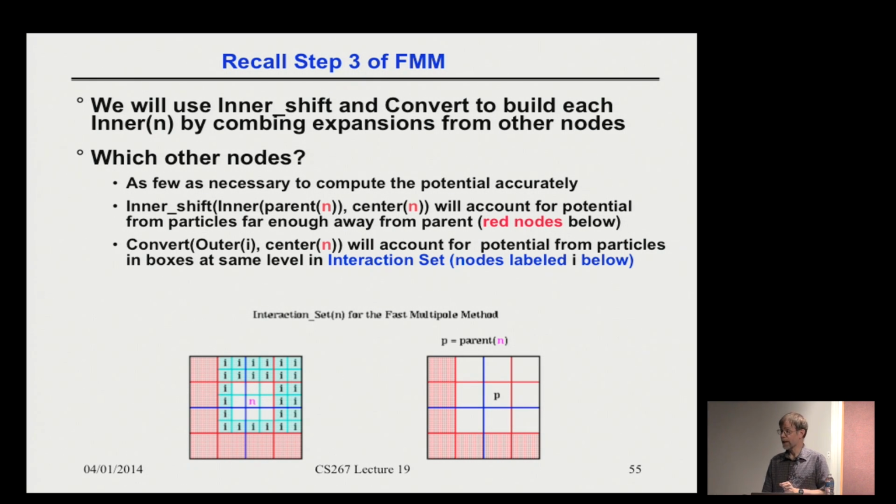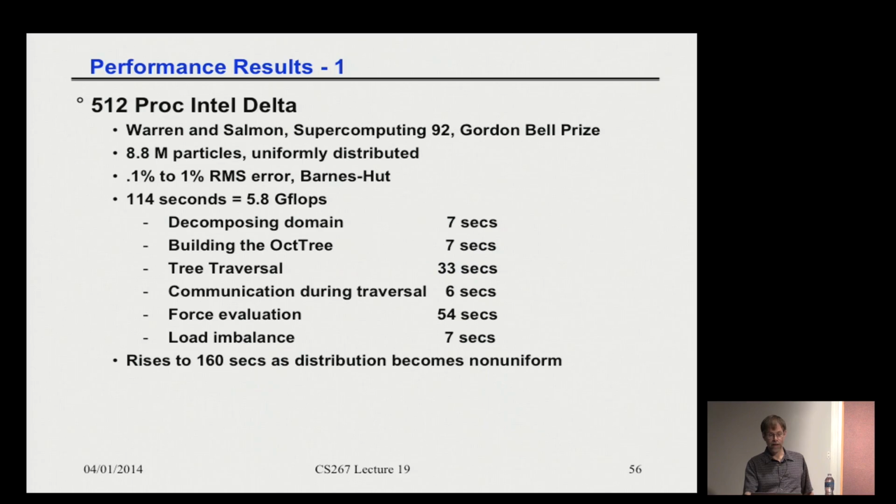So let me give you some data as to how well this scales. I'm going to show some data that's, my goodness, 30 years old? No, 20 years old. And then some data that's a couple years old, to see how things have been going since then. So this was the first Gordon Bell Prize, which was in 1992. And this was a whopping 512 processor Intel Touchstone Delta, as they called it back then. And this particular data is for an 8.8 million particle system.